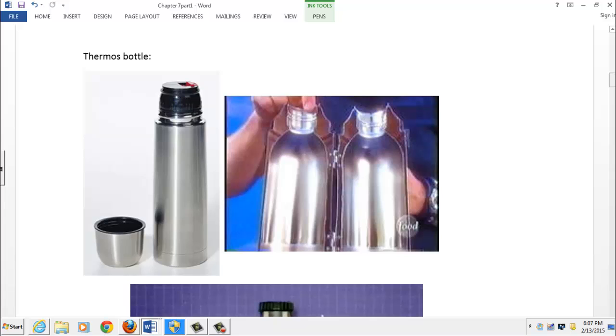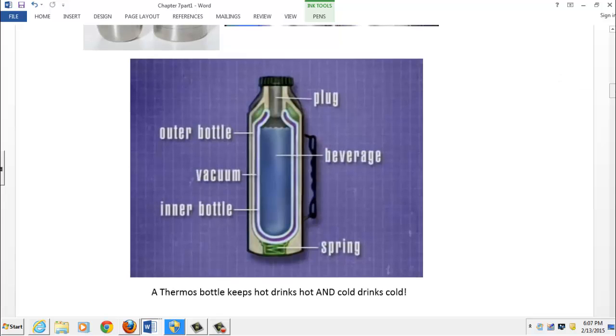Okay, now here's a thermos bottle, and in the thermos bottle we're trying to minimize heat loss. So we've got to take care of all three forms. So here's a cutout of a thermos bottle, and you can see that it actually has two walls. And there's a space in between the walls. Down here we've got a little side view cutout and a vacuum in between those two walls. And what that's doing is trying to prevent both conduction and convection.